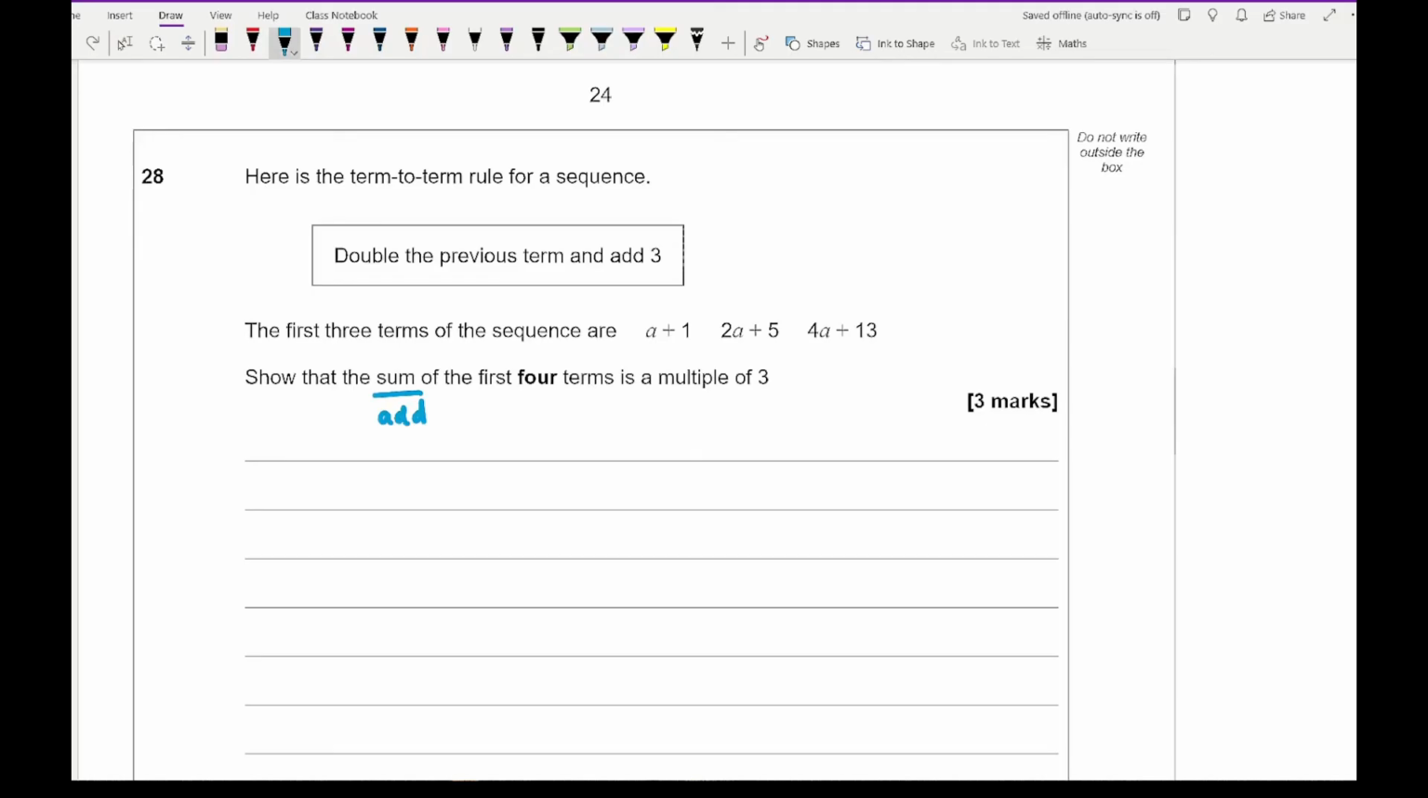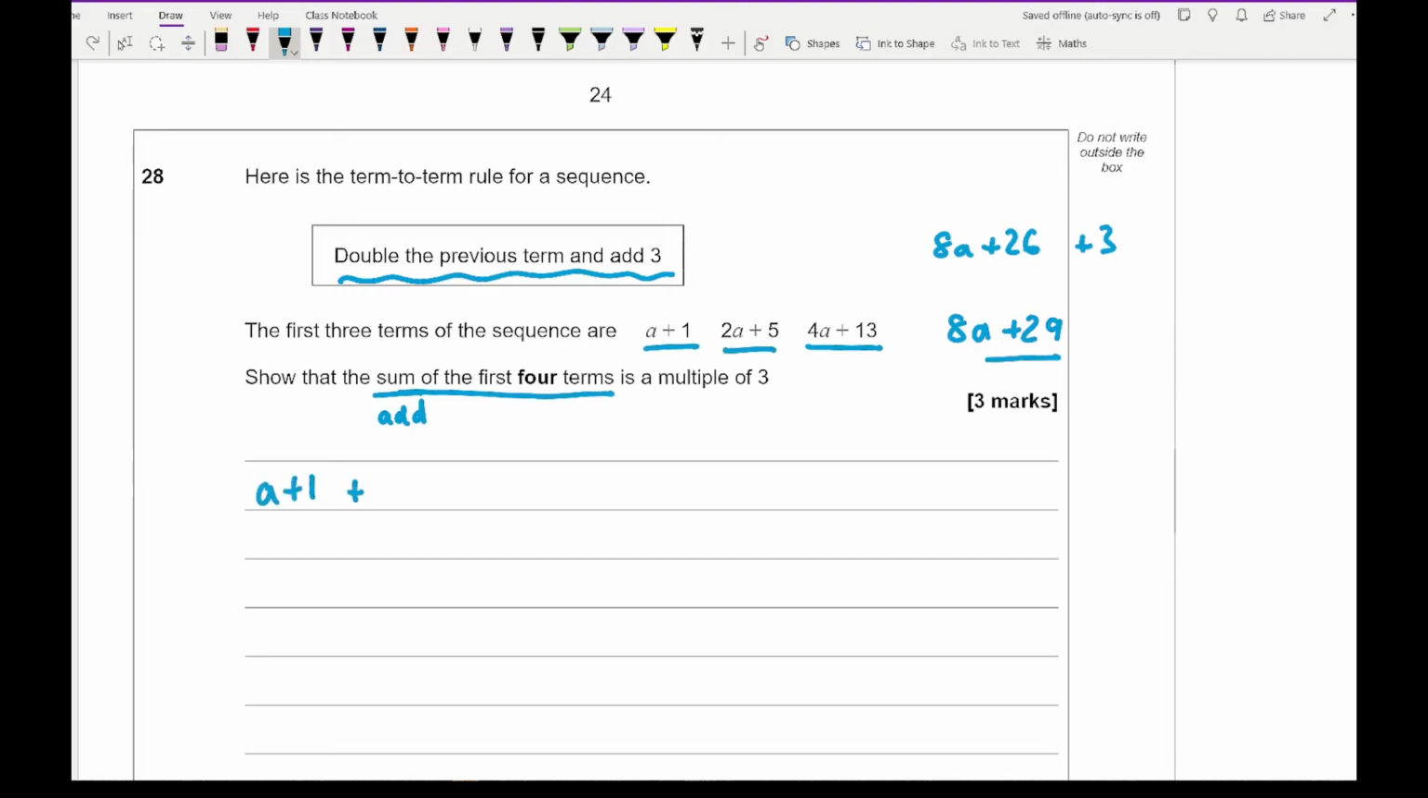Now the fourth term, if I use this rule, is double the previous term and add 3. So if I double this term here, I'm going to get 8a plus 26, and then I need to add 3, so that's going to give me 8a plus 29. Then to work out the sum of the first 4 terms, I'm going to add these 4 things together. So I've got a plus 1 plus 2a plus 5 plus 4a plus 13 plus 8a plus 29.